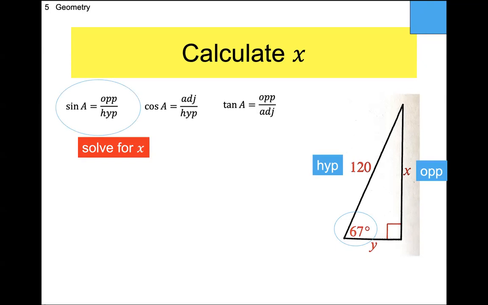All right, so let's see. Set it up. Opposite is x. Hypotenuse is 120. Oh, this is the one we like, where we simply multiply both sides by 120.